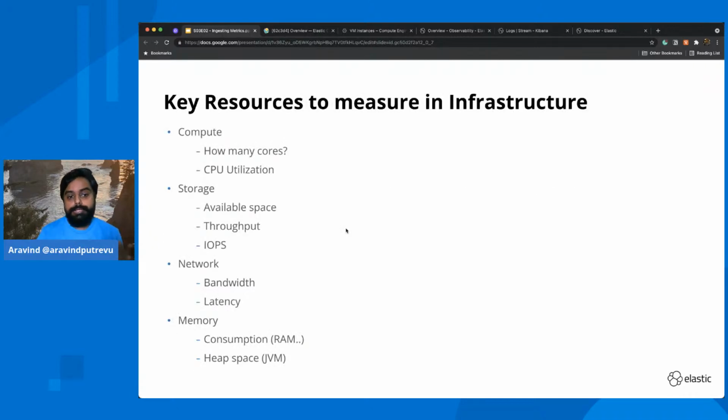Now, what are those resources to measure in infrastructure? Fundamentally, you have compute, network, storage, and memory. When it comes to compute, it could be the number of cores or CPU utilization metrics. When it comes to storage, it could be your input output operations and the available space in the particular storage area. Then there is the network bandwidth or latency when it comes to network, and similarly heap space stats for memory.